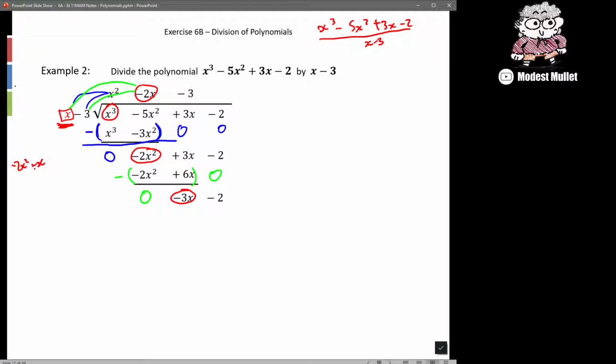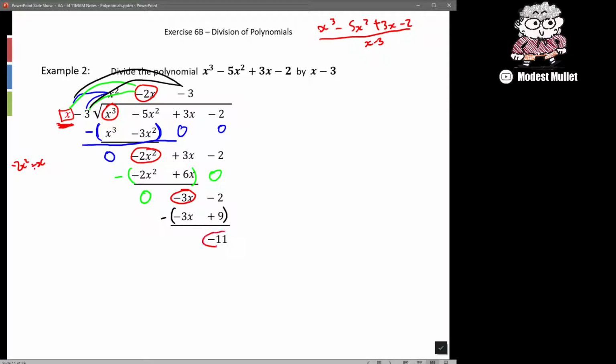And then for a last time, I'll use black arrows, multiply it by everything out the front. We're going to put that on there. So negative 3 times x is negative 3x. Negative 3 times negative 3 is positive 9. Do the subtraction and we get negative 11 left.